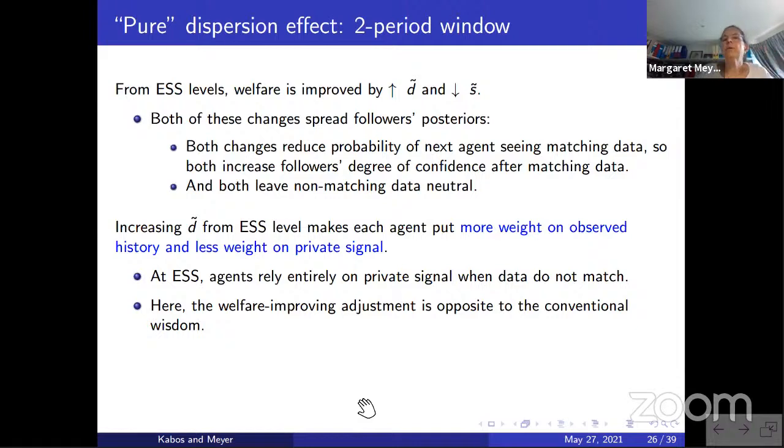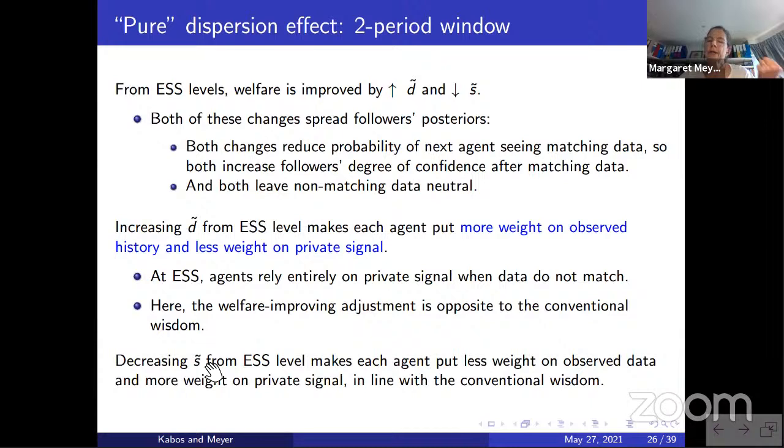Increasing D tilde from the equilibrium steady state level makes each agent put more weight on the observed history and less weight on the private signal. Because at the ESS, agents are relying entirely on the private signal when the data do not match. And since I've just shown that the planner can gain by moving D tilde away from a half, that means that the planner can gain by having agents put some weight on the observed history and therefore less weight on the private signal. So the welfare improving adjustment to the cutoff following non-matching data is opposite to the conventional wisdom. On the other hand, the welfare improving adjustment to the cutoff following matching data is in fact in line with the conventional wisdom.